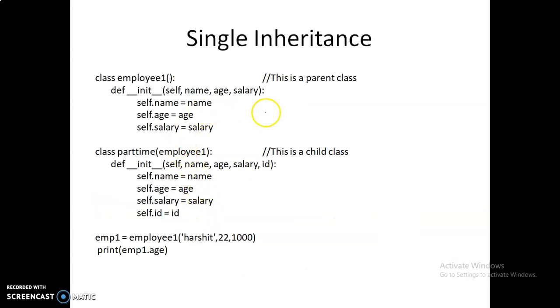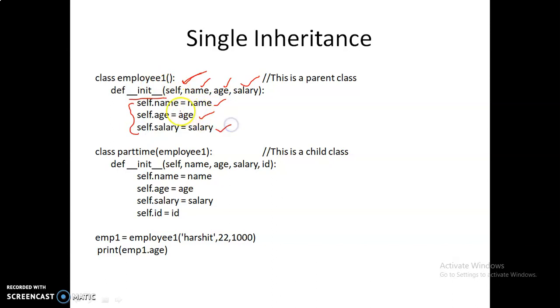The first example is for single inheritance. Here we have an existing class, the Employee1 class, and a constructor in the Employee1 class, created with four parameters. One is self, the default parameter for all the methods of a class, then name, age and salary, three variables. And we are creating three instance variables within the Employee1 class.